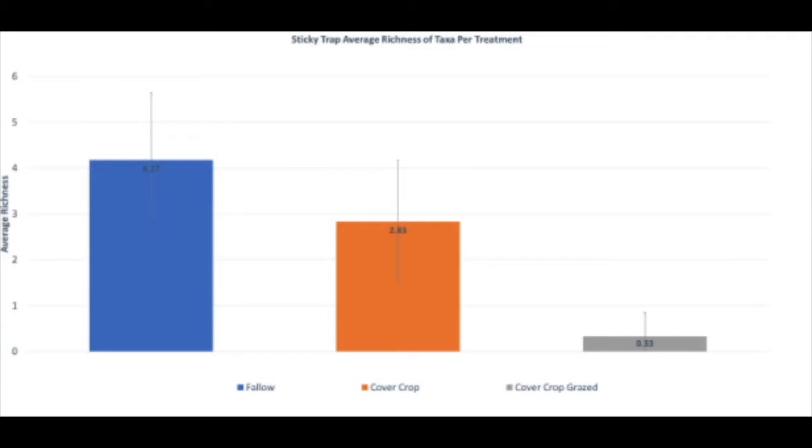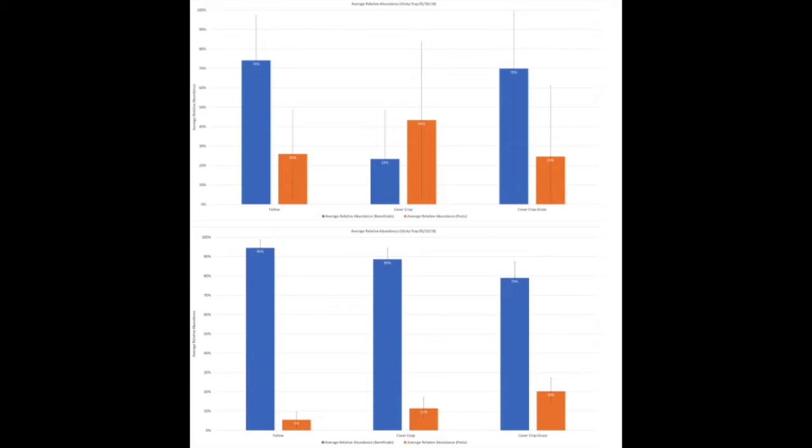The sticky trap measurements revealed more species richness in the fallow field than the cover crop and cover crop grazed fields. For our relative abundance measurements, we can generally conclude that the planned biodiversity of cover cropping and grazing allowed for better pest management. These 2 treatments seem to have encouraged beneficial above-ground arthropod abundance that controlled pest populations.